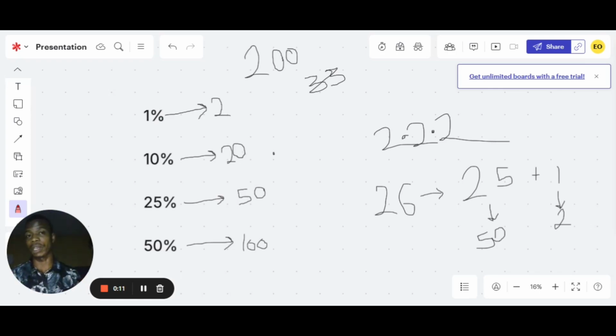In the next video, I'm going to show you another method which makes use of what we call commutativity. All right.